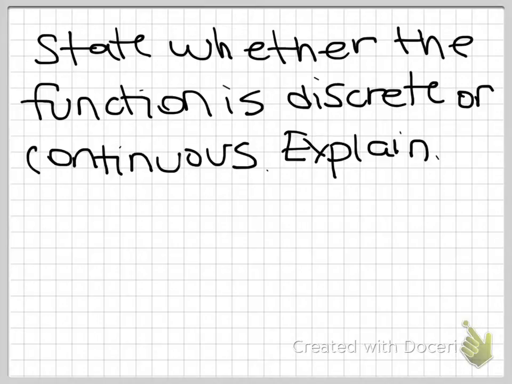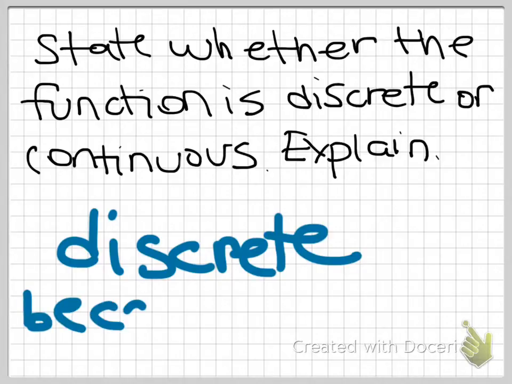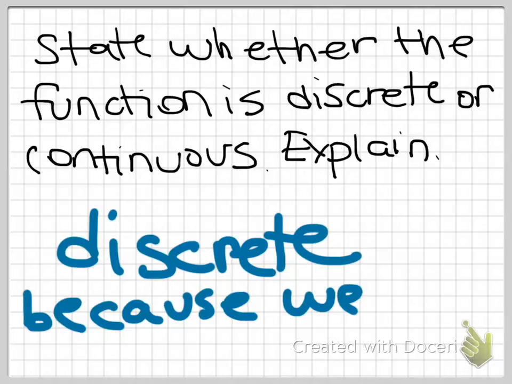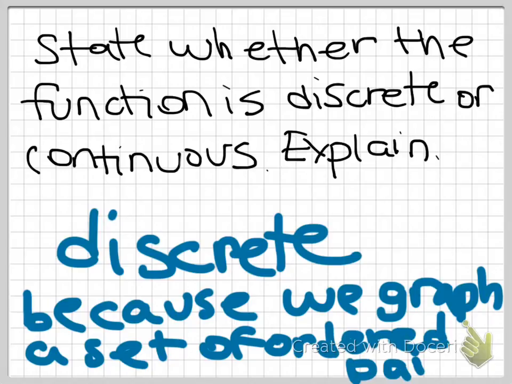Now, a continuous function is when you draw a line through your function or connect the points. So this would not be a continuous function because we're not actually graphing an equation, we're graphing a set of ordered pairs. So that would be the difference between a discrete and a continuous function, and this would be a discrete function because we graphed a set of ordered pairs. And like I said, if it was continuous, it would mean we would graph an equation and not just a set of ordered pairs. And that concludes our lesson.